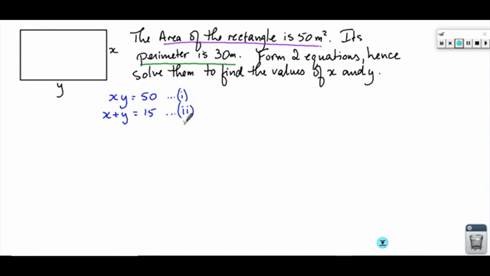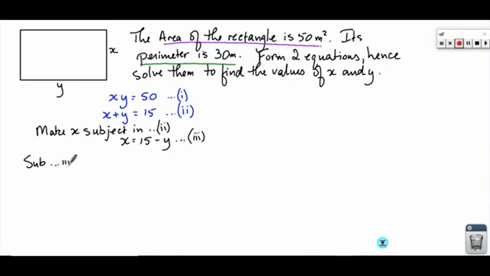So now I have got one equation and the other equation. I'm going to choose equation 2, and I'm going to make x subject of the formula. So I'm going to make x subject in equation 2. I get x equals 15 minus y. And that is equation number 3. Now I'm going to substitute equation number 3 into equation number 1. And I get x, which is 15 minus y, times y is equal to 50. So 15y minus y squared is equal to 50.